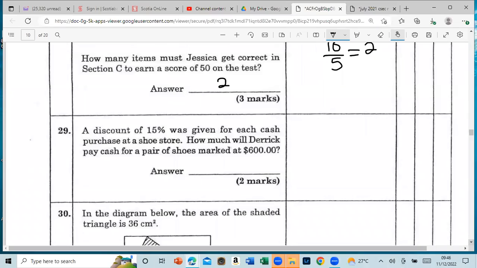Number 29. A discount of 15% was given for each cash purchase at a shoe store. How much will Derek pay cash for a pair of shoes marked $600? So 15% discount is given for each cash purchase at a shoe store. How much will Derek pay cash for a pair of shoes marked $600? How much would he pay after the discount? That's what they basically say.